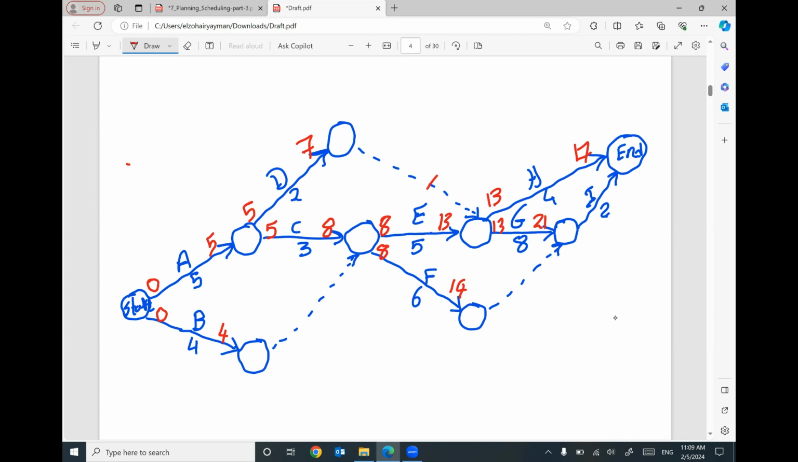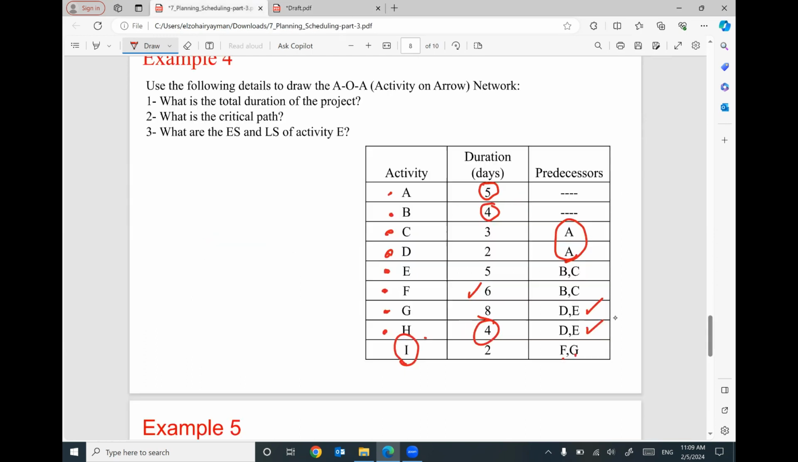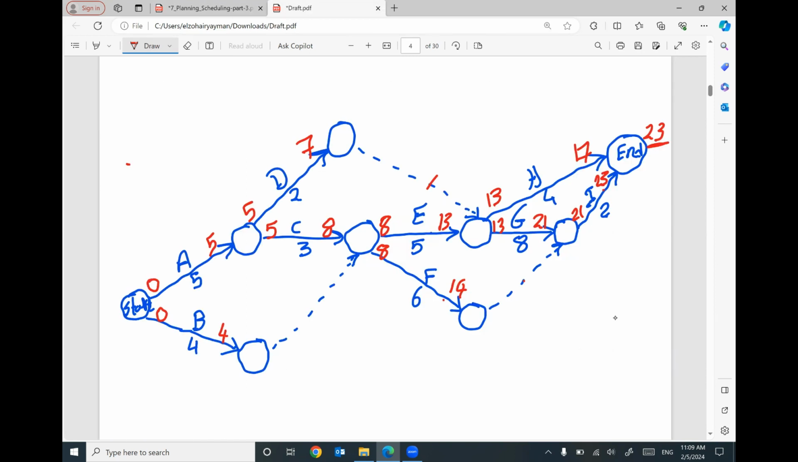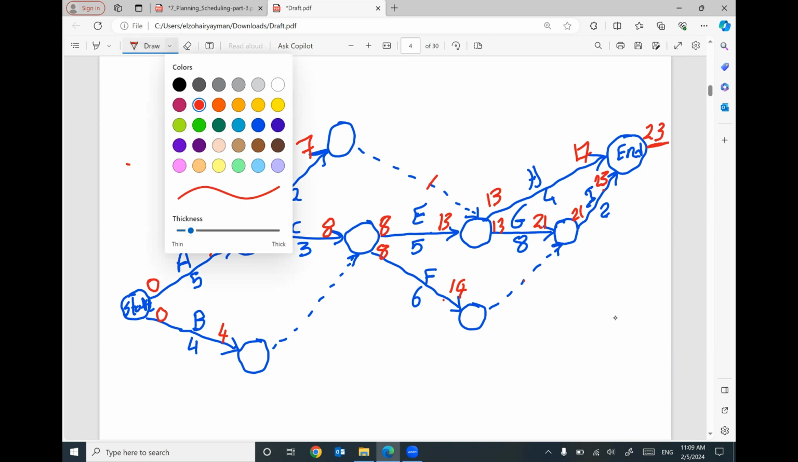Activity I has a predecessor G and F based on this dummy activity. So we have 14, 21. I'm going to use 21 plus 2 will be 23. So the end of the project, we have 17 and 23. So 23 will be the total duration of this project. So the total duration of the project will be 23 days or 23 weeks. And then I will move backward.